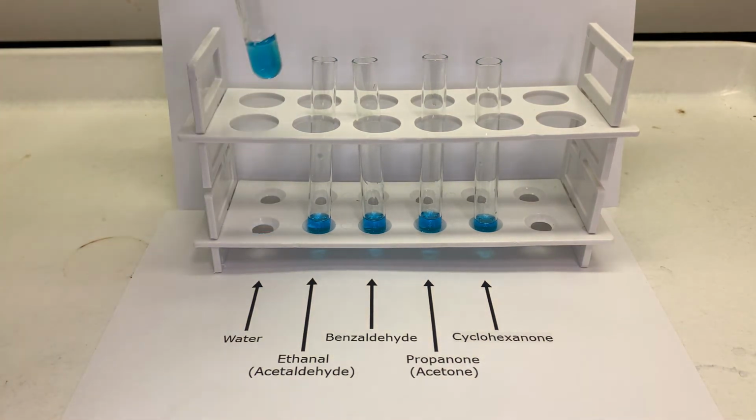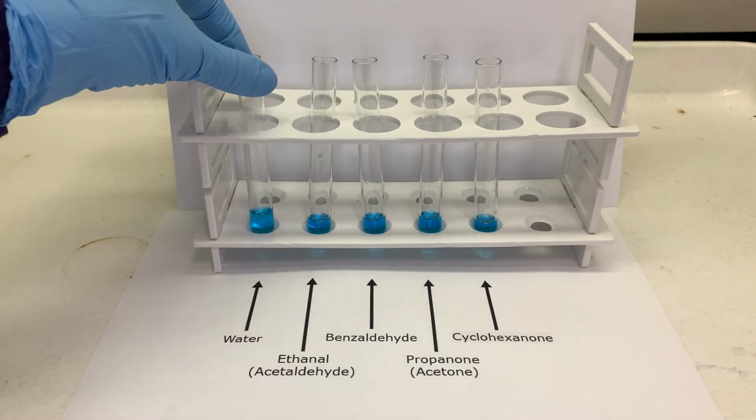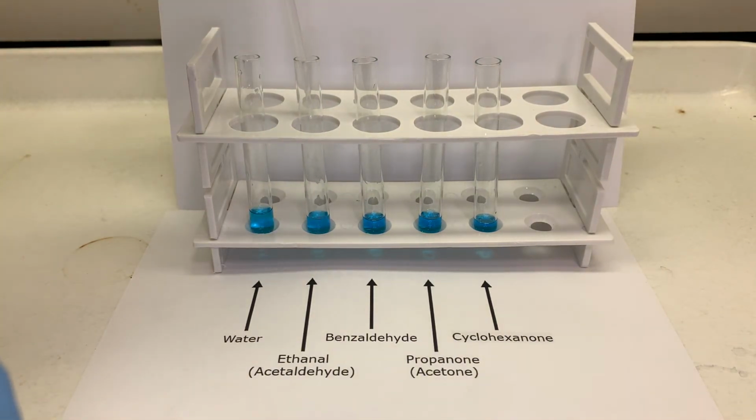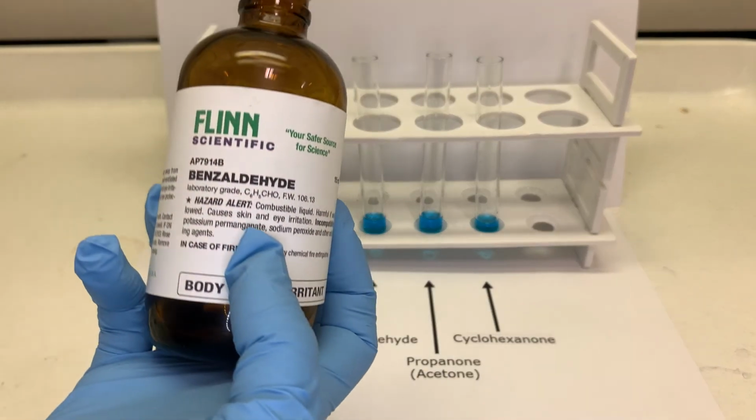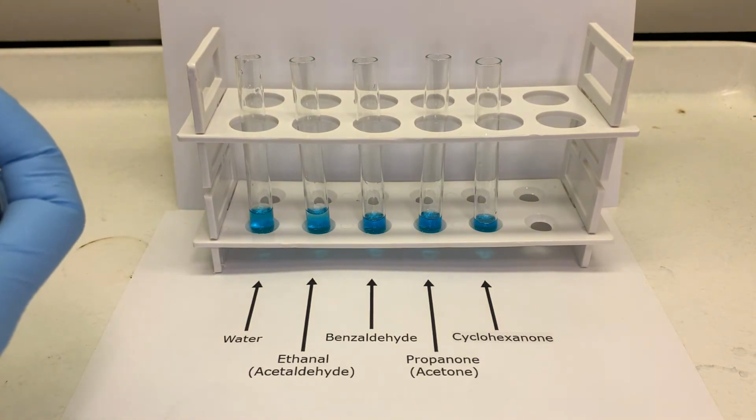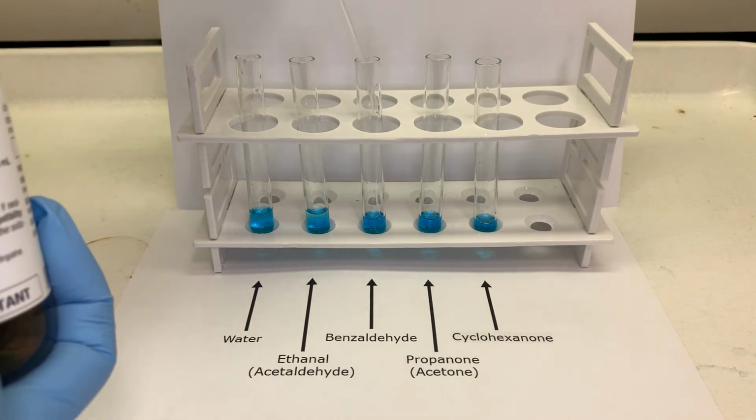I've already put in 1.5 to 2 mL of Benedict's solution. I added water to the first test tube. I'm going to add my ethanol or acetaldehyde to the second test tube, my benzaldehyde to the third test tube, and I'm just adding 5 to 10 drops of each. It doesn't really matter. We're doing a very qualitative test today.